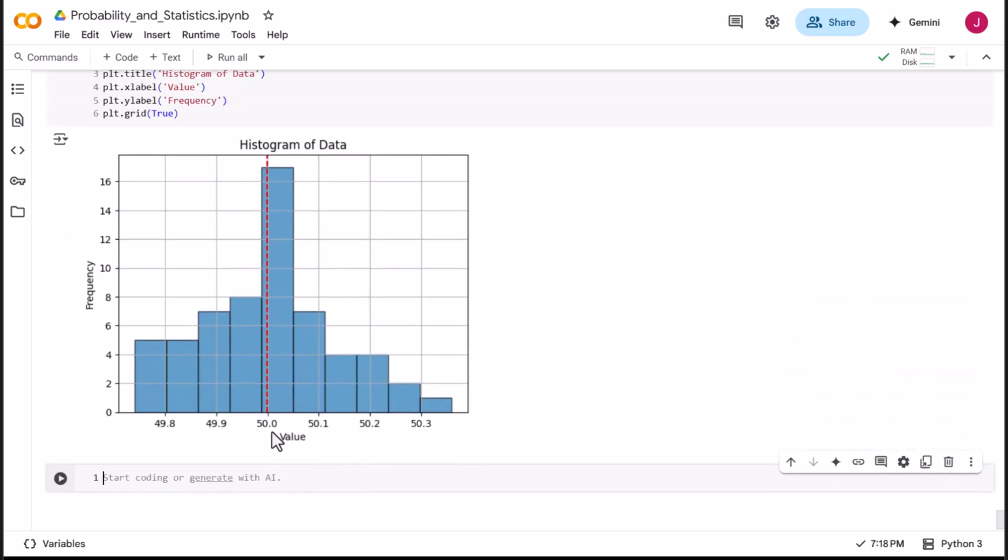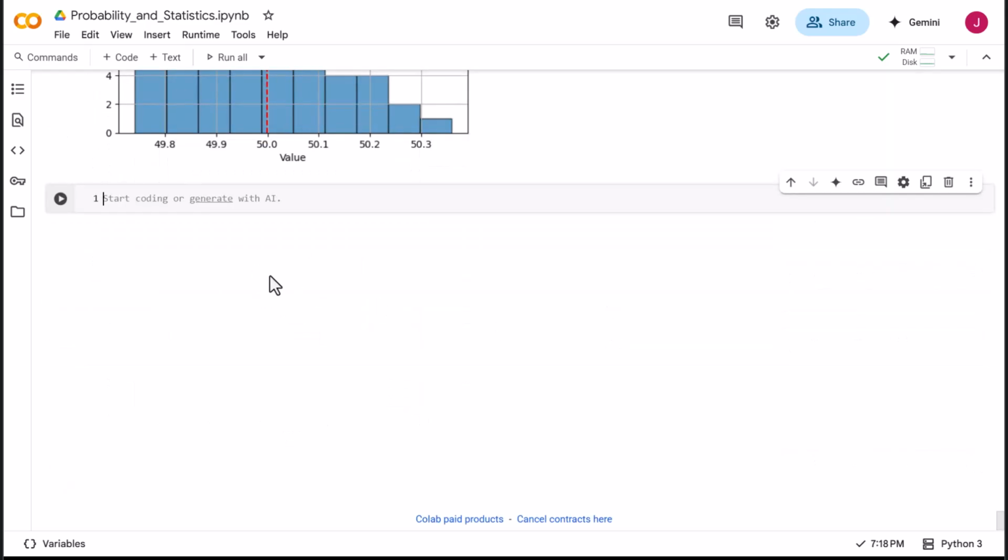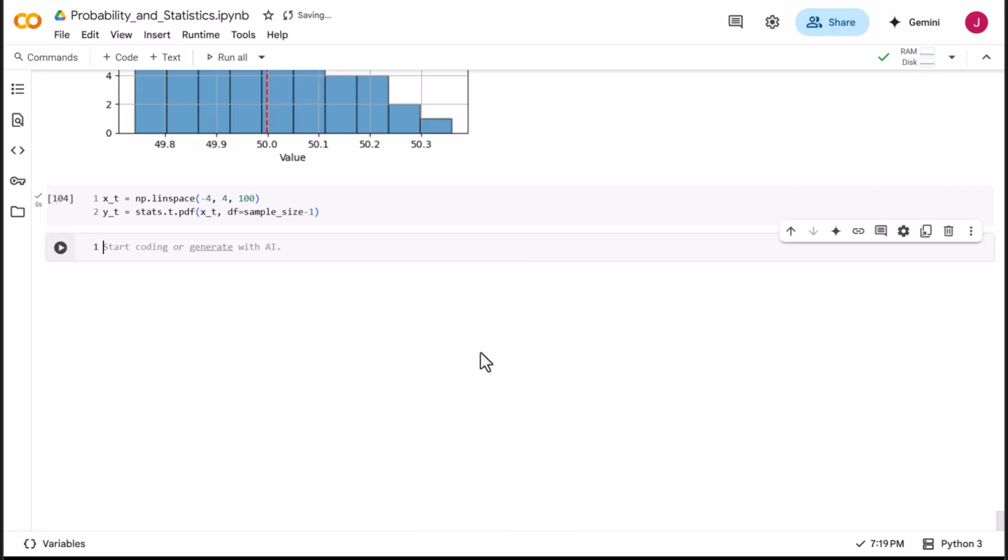So here you can see this is the histogram of data, and this red color is the sample mean. Then I'm going to plot a two-sided t-test. So in here, we need to generate some x values. So x is equal to np.linspace from, for example, -4 to 4. Then here, the y values is equal to stats.t.pdf of x values, and also degrees of freedom is equal to sample size minus 1, right? So these are the x values and y values.